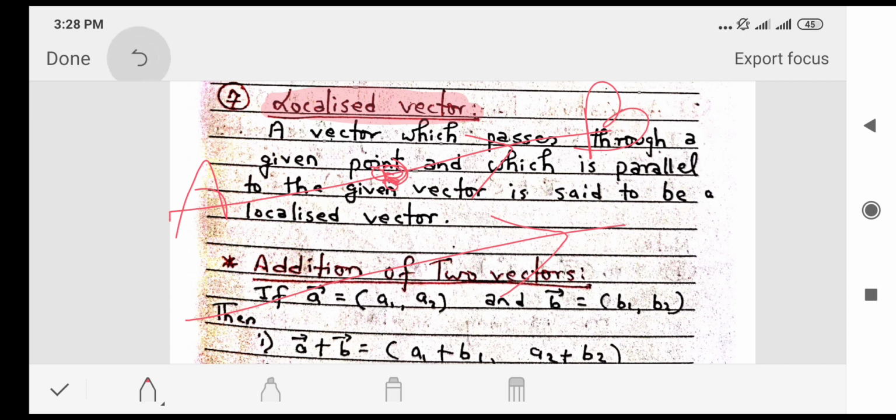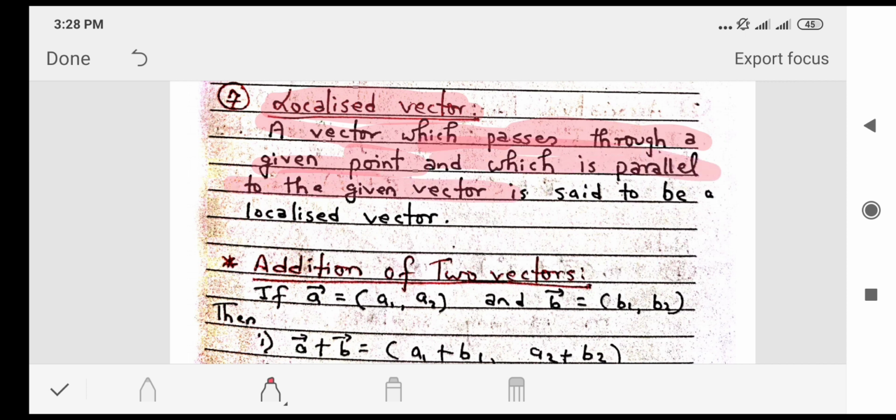Let us see the definition from my note diary. A vector which passes through a given point and which is parallel to the given vector is said to be a localized vector. Just note down this definition. For a localized vector, it should pass through the given point and be parallel to the given vector. Then that type of vector will be called a localized vector.